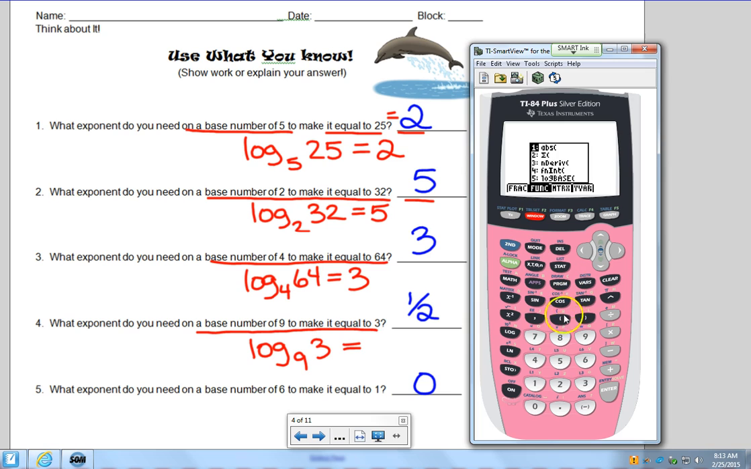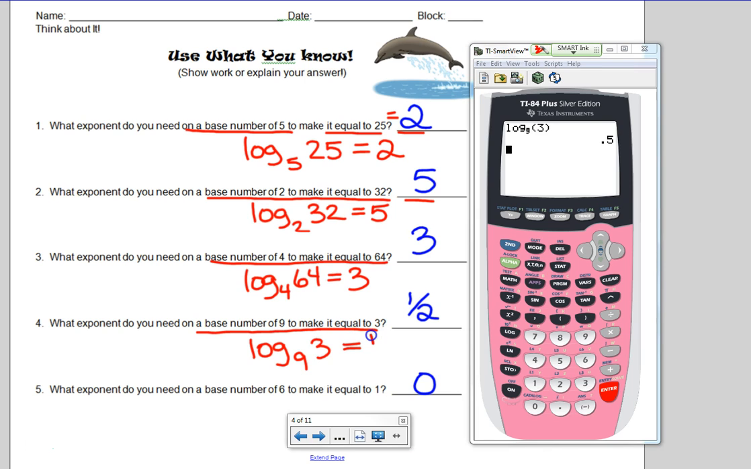So if we go down to log base, number 5, you can put a 9 there. That's your base. The value you want out is a 3, and it'll tell you the power is 0.5, which is a half. So this is a great way to deal with powers, especially when it's not as easy to understand what the power is. And then same thing with number 5. What exponent do you need on a base number of 6 to make it equal to 1?